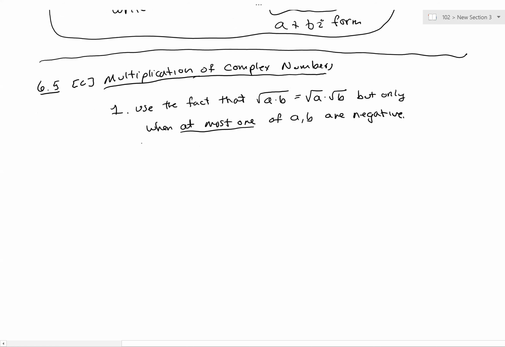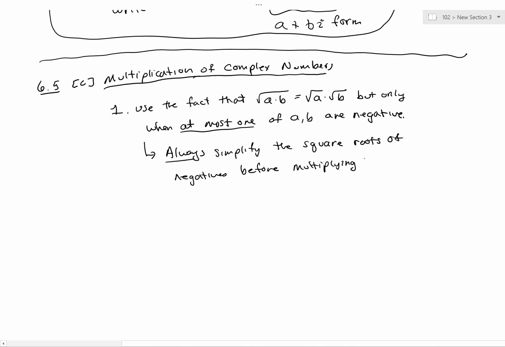So what I'm going to be doing pretty typically is, if you're worried about making a mistake, always simplify the square roots of negatives first, before multiplying the expressions. Okay.